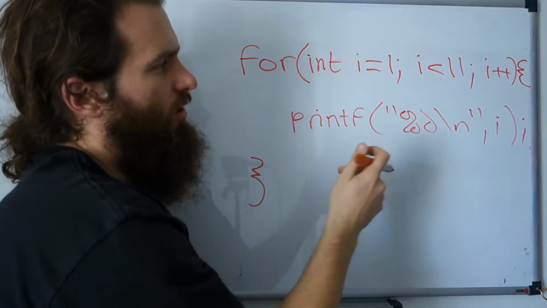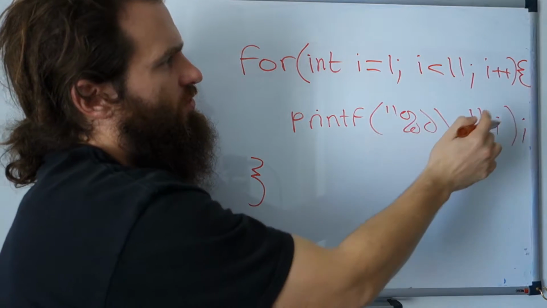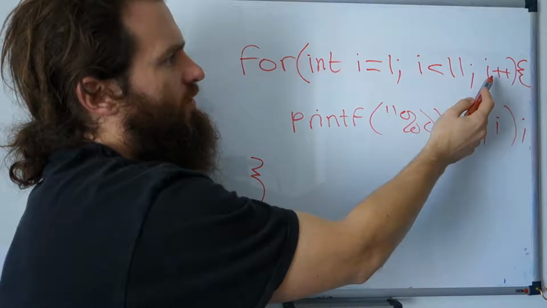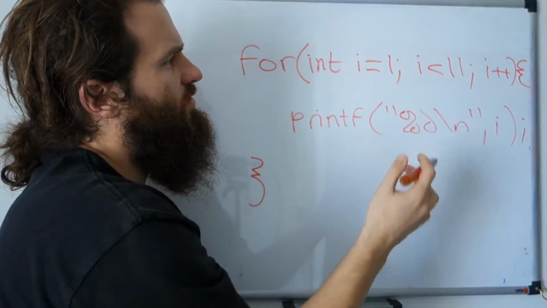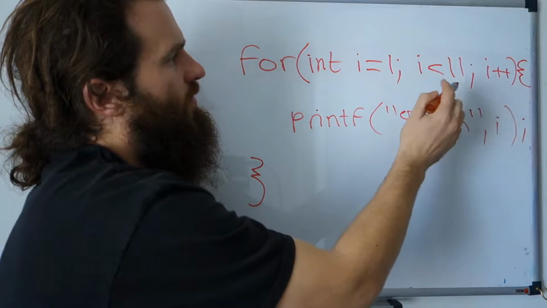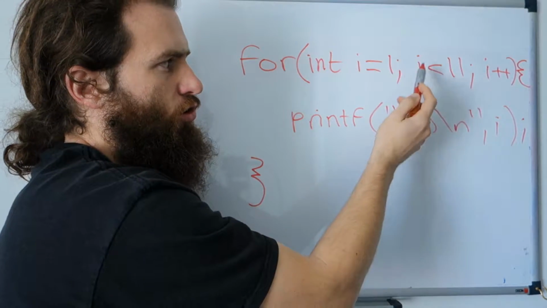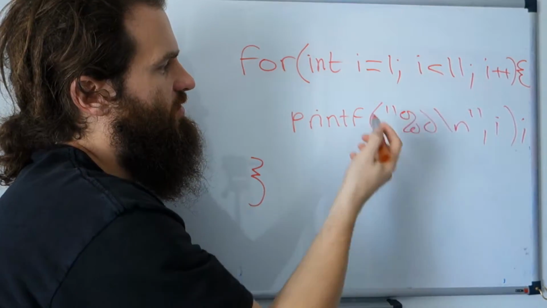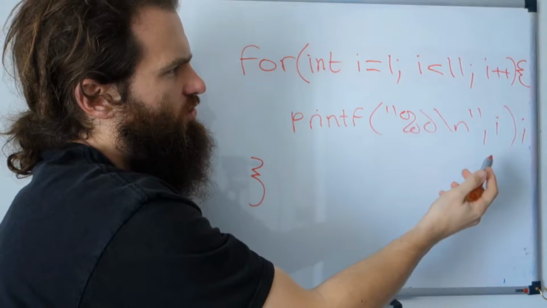After each execution in a loop, we then evaluate our update statement. So we've gone through once, and now I gets the value I plus 1. That's what I plus plus means. So I is now 2. So we again check the condition. Is 2 less than 11? Yes, it is. So then we execute the loop block again and print out 2.